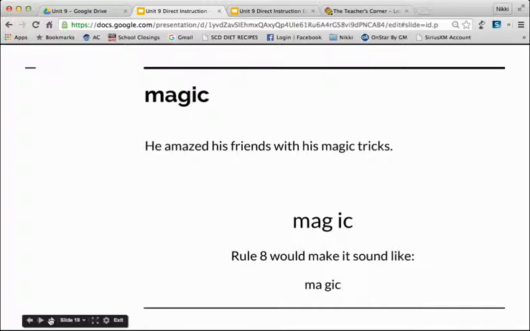Magic. He amazed his friends with his magic tricks. Magic. If we said it like Rule 8, it would say "may-gic." We don't know that word, so we use Rule 9 and separate it after the G, making the A short. Magic. Menu. I wonder what's on the menu for tomorrow. Menu. Rule 8 would make it sound like "may-nu." That sounds like foreign language. So we're going to stick with English here and separate it after the N, making the U short. Menu.